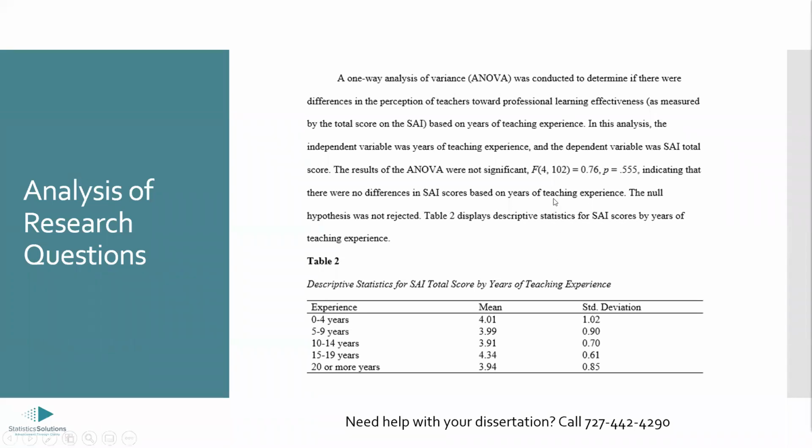For the ANOVA, you'll always have 2 degrees of freedom instead of just 1. We have the first degrees of freedom in the parentheses, which is the numerator degrees of freedom. And then the second value is the denominator or error degrees of freedom. And we present our p-value or significance value. In this case, it is greater than 0.05, so our results are not significant, indicating that there are not differences between the groups. And we make a statement about our hypothesis. Our null hypothesis was not rejected. And again, here you might present a table with the means of the groups that you're comparing with the ANOVA.